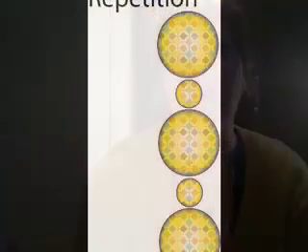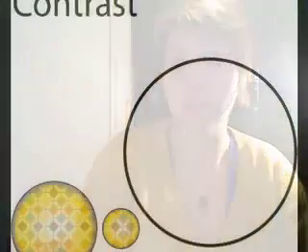Next, we have repetition, which gives the composition variety, but at the same time keeps a pattern so that the composition is not everywhere. And next we have contrast, which can be shown through shape, filling, texture. It is very similar to dominance.